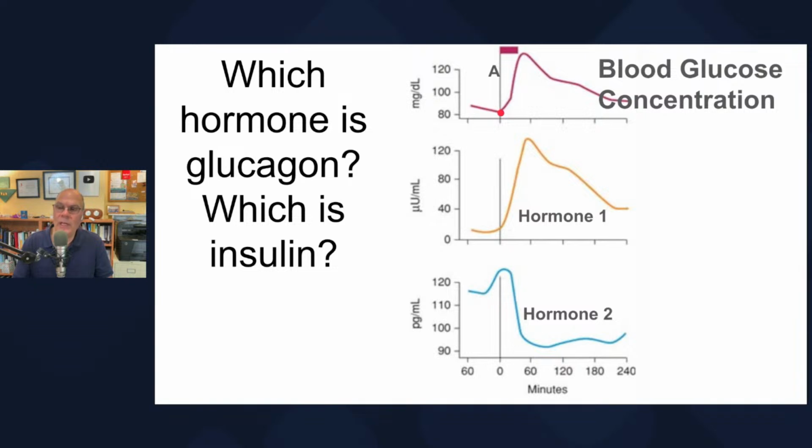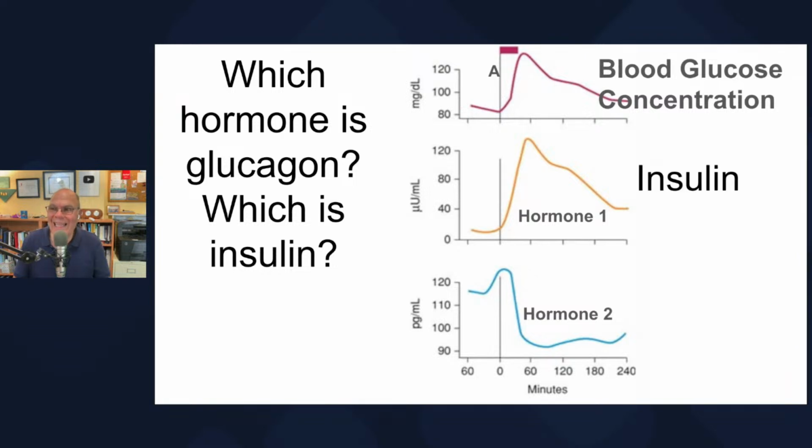There's a drop in blood glucose, and then there's a spike in blood glucose, and that's probably associated with a meal. So the question for those of you who are watching is, which hormone is glucagon? Which hormone would respond to a drop in blood sugar level by increasing? So, do we have any takers for this question? Well, I'm not seeing it, so I'm going to go ahead and tell you the answer.